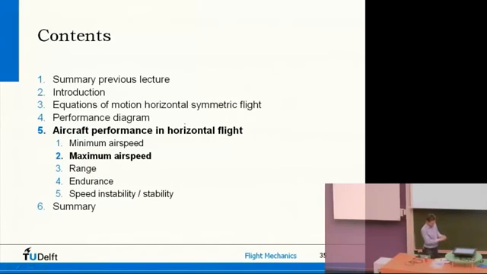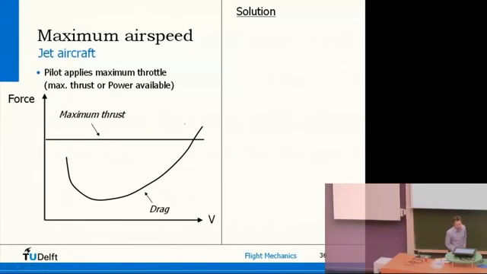Then, one new one, maximum airspeed. That's of course how fast can you actually fly with an aircraft. And let's just apply this to a jet aircraft. So I have this performance diagram with aerodynamic drag, and I've drawn a straight line which is for the maximum thrust this jet aircraft can generate.